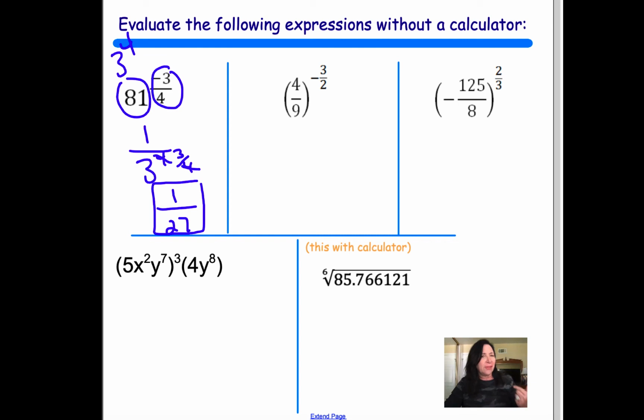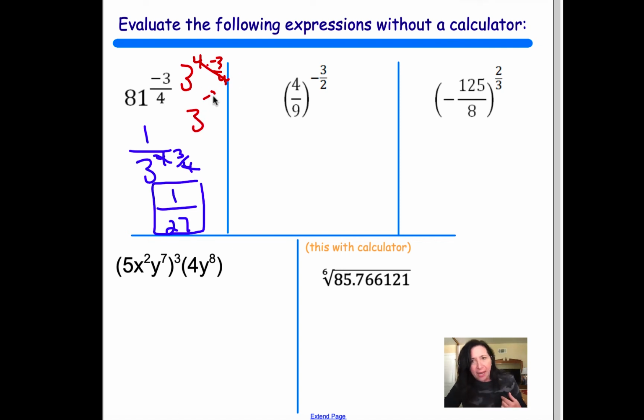This is by no means the only way to do this. And that's the whole point. All of these problems can be done absolutely in a different order. 81, I could have just left it here and said, well, 81 is 3 to the 4th power to the negative 3/4. 4's are going to cancel. I'm left with 3 to the negative 3rd power, and then that becomes, again, down 1 over 27.